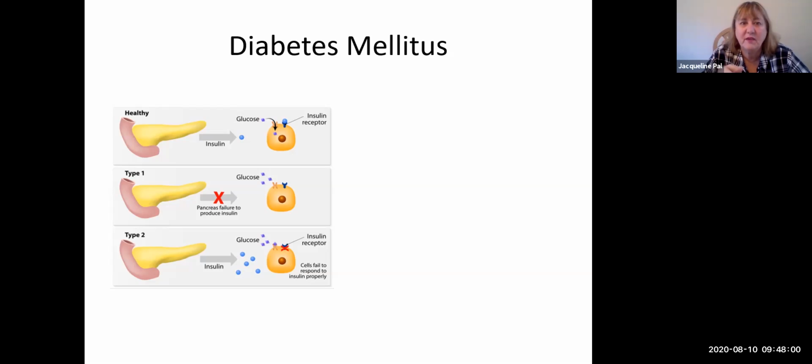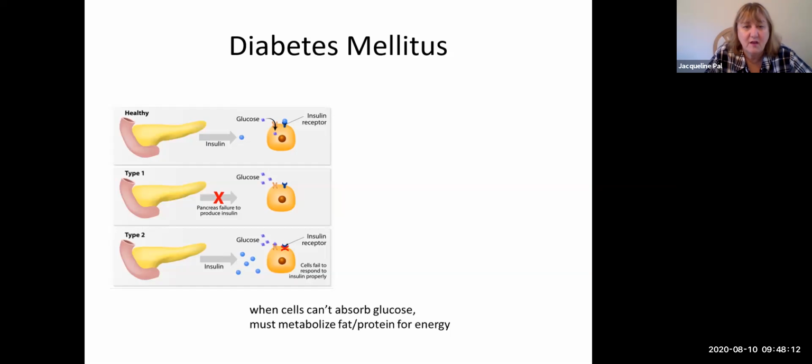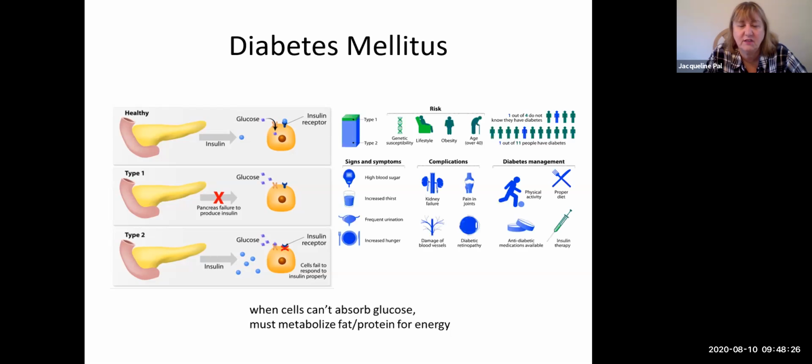So a lot of people can work on type 2 diabetes with dietary changes and exercise changes, especially if they're in that pre-diabetic phase. So when the cells can't absorb the glucose, whether you have type 1 diabetes or type 2 diabetes, then the body is going to shift to fat or protein for its energy usage.